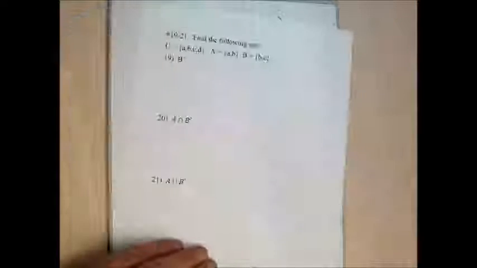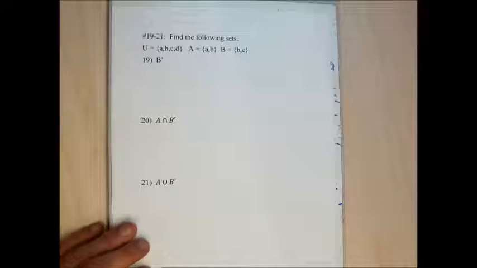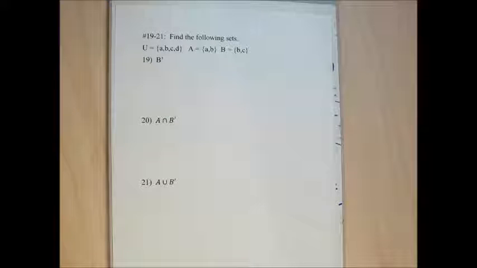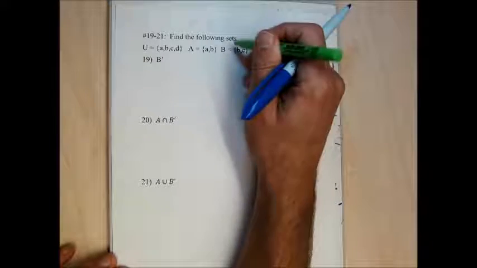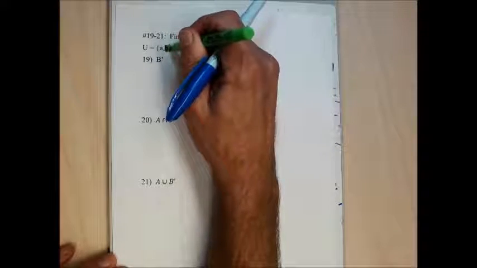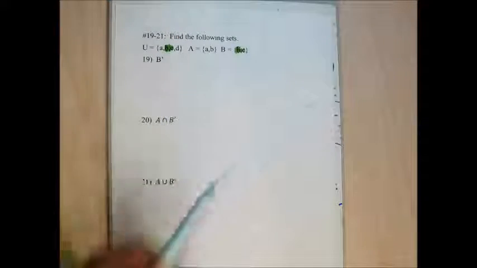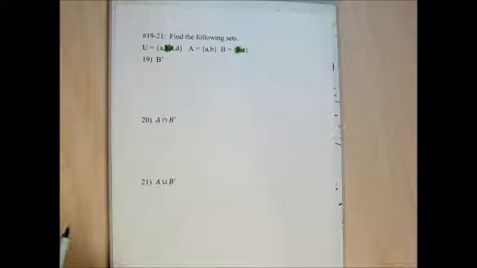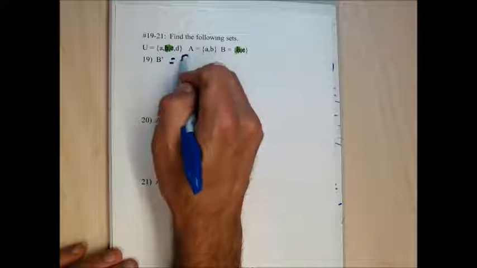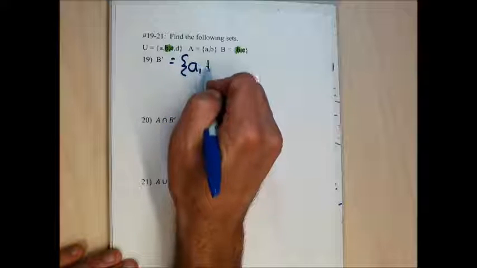Okay, now the part that I like a lot better. 19 gives me a universal set, a set B, and wants me to find B complement. To find B complement, I just go inside the universal set, scratch out the elements of B. What I haven't scratched out is what's in B complement. B complement is going to be the set that contains the letters A and D.